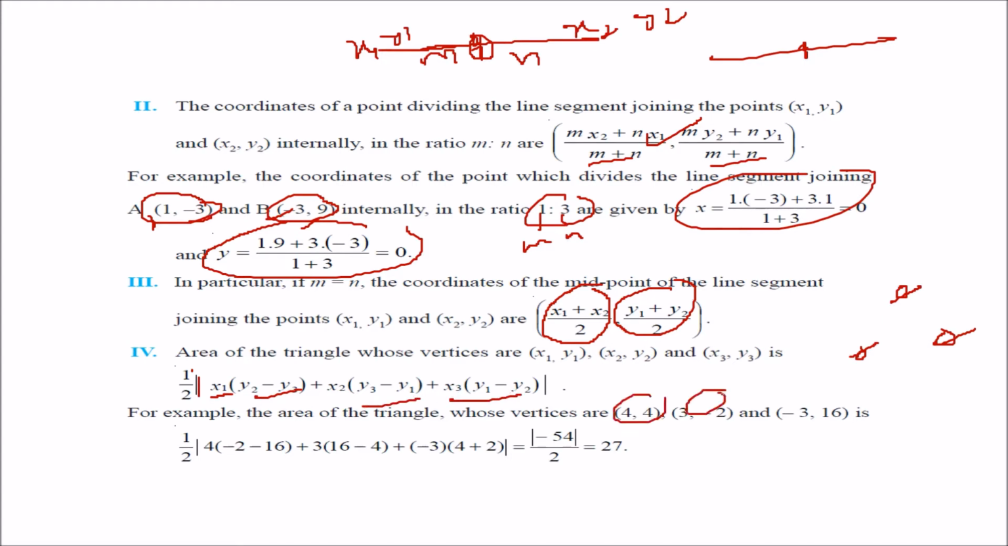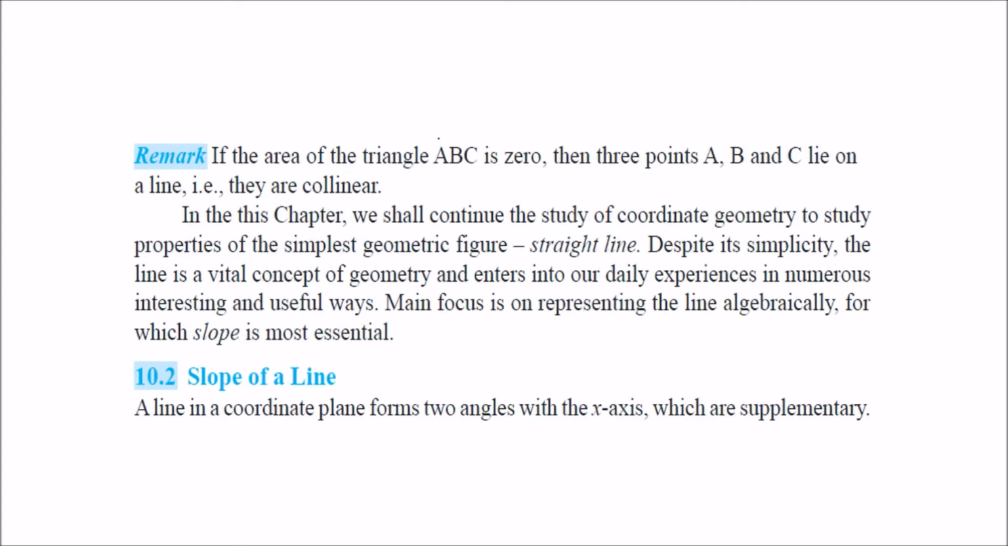So if you have 3 points like this is x1, this is x2, this is x3, this is y1, this is y2, this is y3, just place these values in this formula and you'll get minus 54, but still it will go positive because it is the modulus, because area cannot be negative, so it will be 27. So we know that these 3 points are giving you an area, but if the area is 0, that indicates that these 3 points are not the vertices of a triangle, rather they are collinear, they lie on the same line, and these are the straight lines.